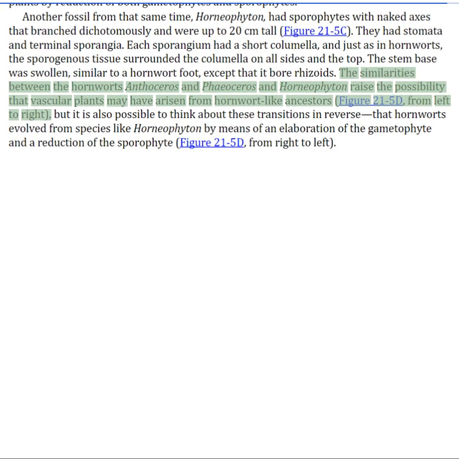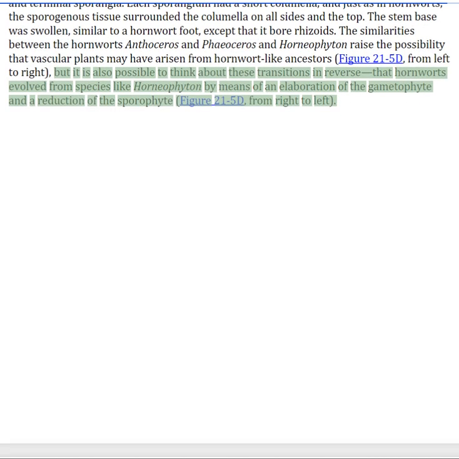The similarities between the hornworts Anthoceros and Phaeoceros and Horneophyton raise the possibility that vascular plants may have arisen from hornwort-like ancestors. But it is also possible to think about these transitions in reverse, that hornworts evolved from species like Horneophyton by means of an elaboration of the gametophyte and a reduction of the sporophyte.